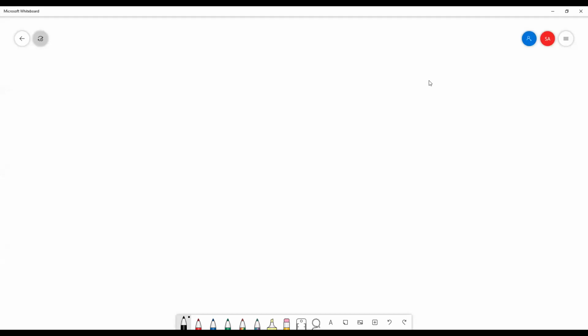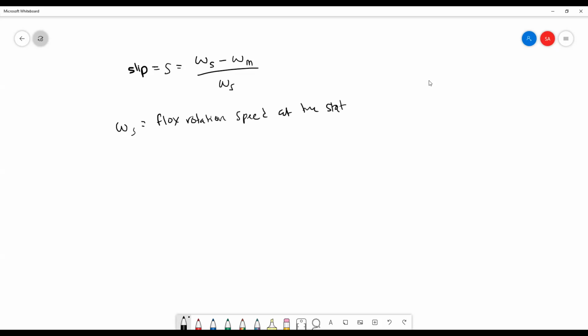So this is AC motor drive part 2. Previously, what we have learned is about slip. Slip, which is equal to S, and this one is omega_s, which is the synchronous speed, minus the motor speed, over the synchronous speed. So synchronous speed is actually the flux rotation speed at the stator, while your omega_m is the speed of the motor.